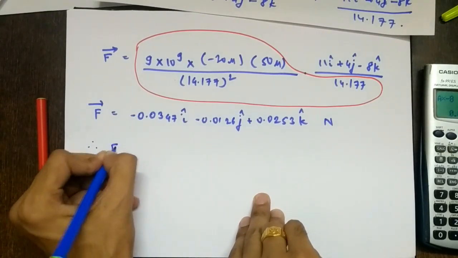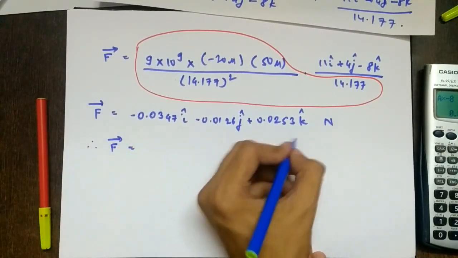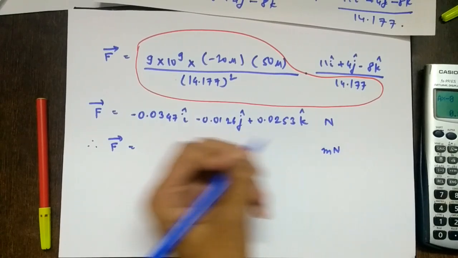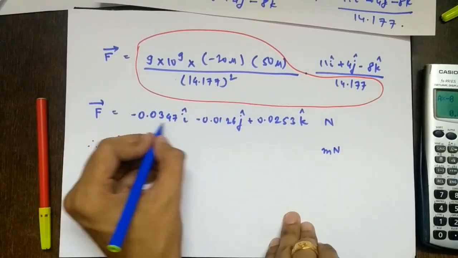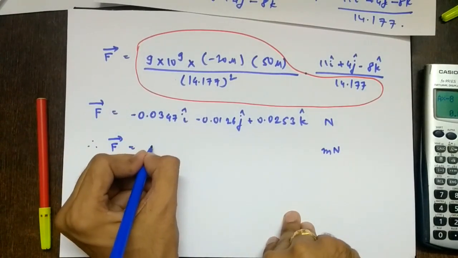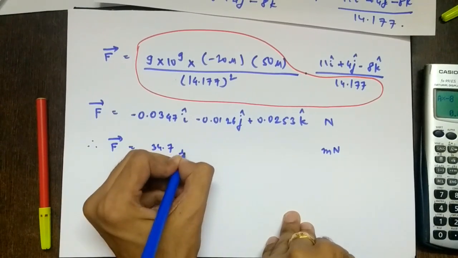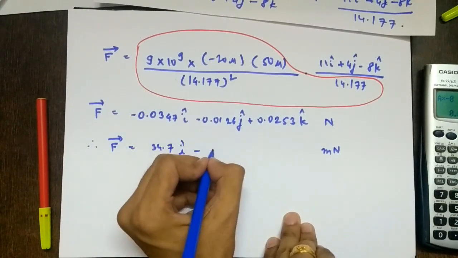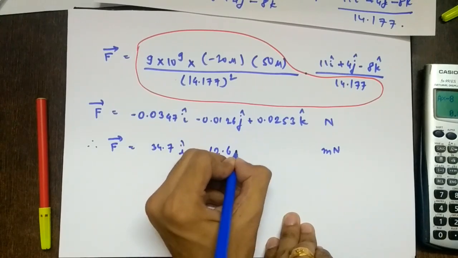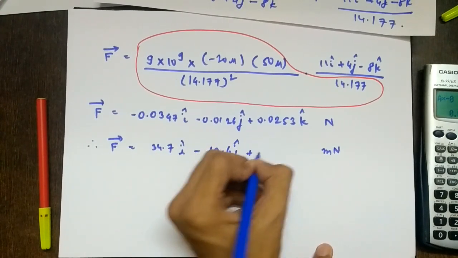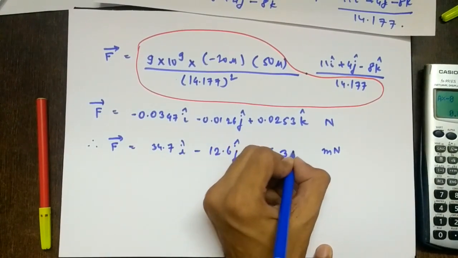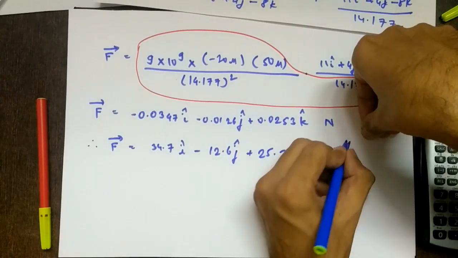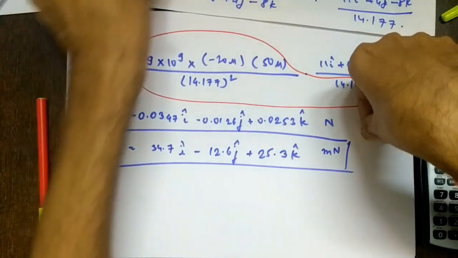So better you can write it in this way. You can write in terms of millinewtons. So milli, you have to multiply this by 10 raised to 3. So 34.7 I cap minus 12.6 J cap plus 25.3 K cap millinewton. This is your final answer. That is what is asked.